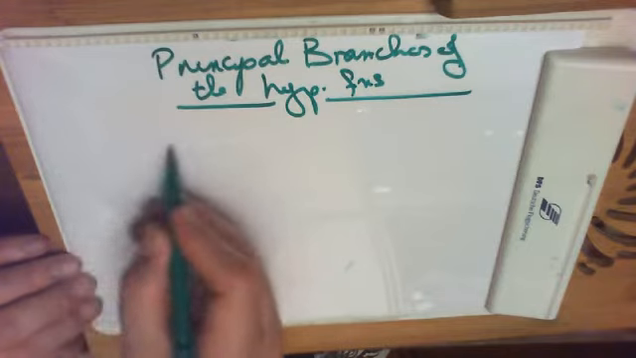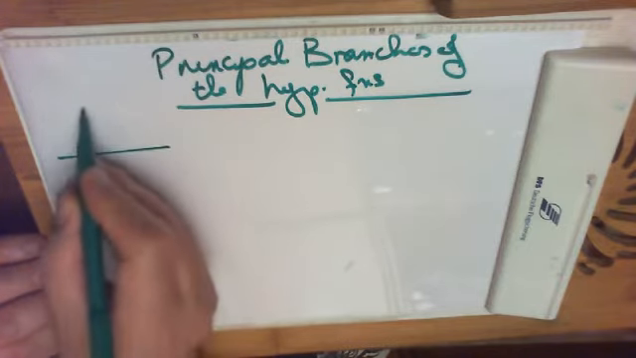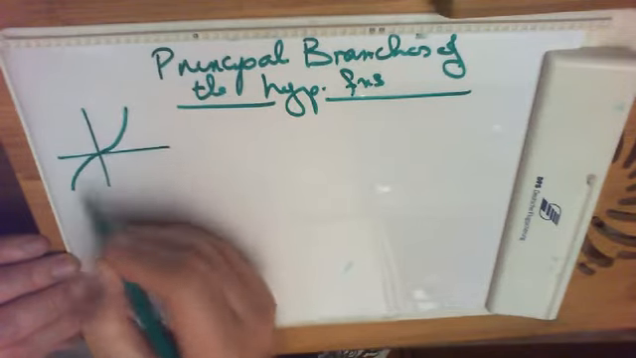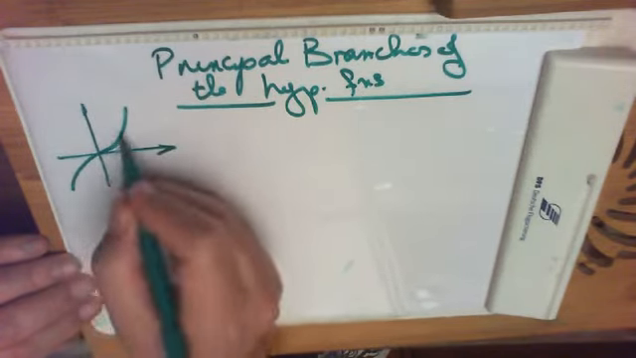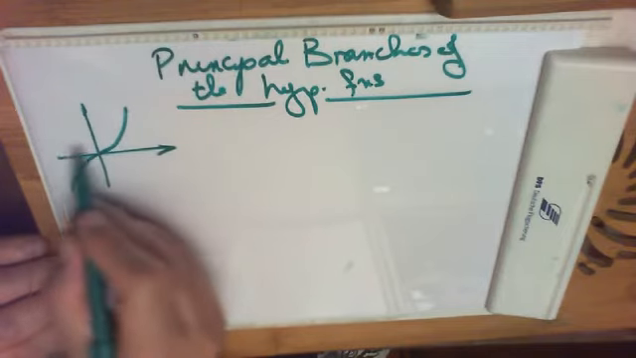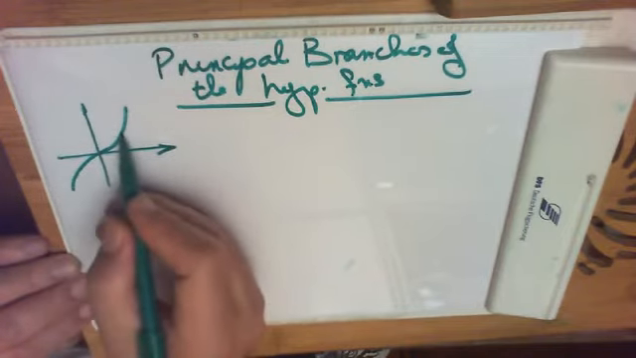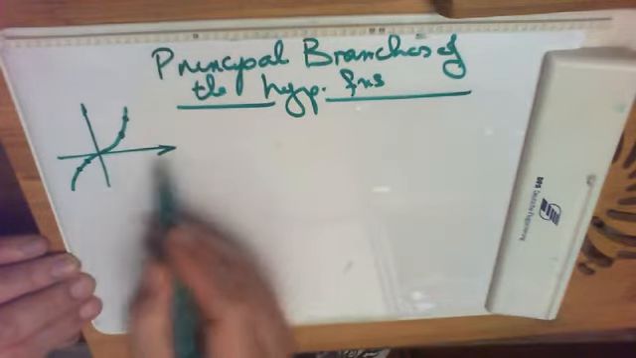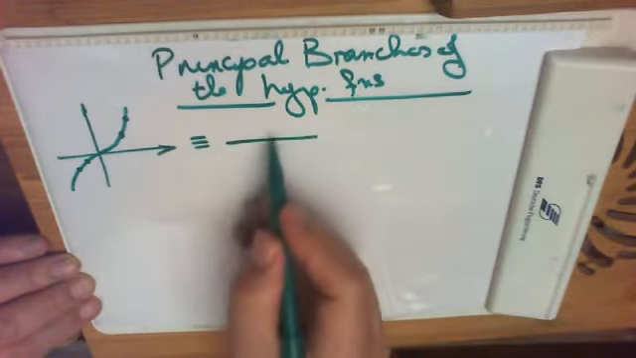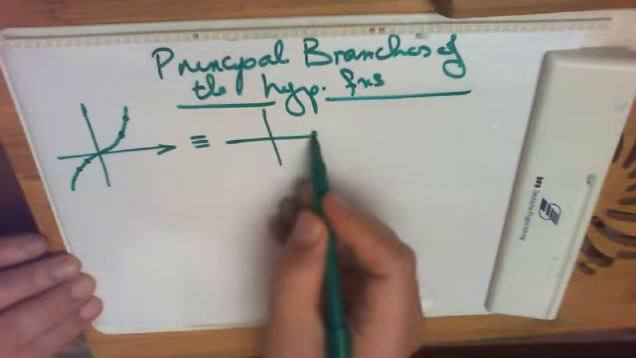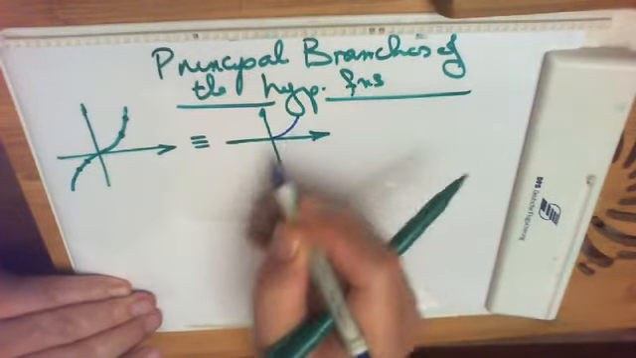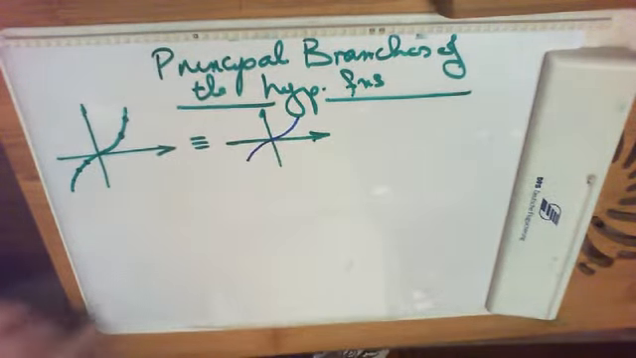Let us see. For sinh, we have this graph. What's the principal branch? If we draw any horizontal line, it will intersect only in one point and only one point. So the principal branch is the same. No change. This is the principal branch.